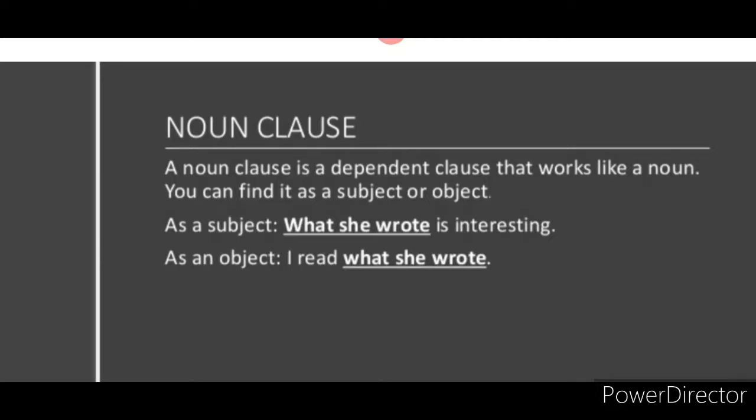Then as an object, I read what she wrote. Object means you all know. So what is object now? Do you remember what is object? To get the object, we can ask the question what or whom. So what is for the direct object, do you remember, the DO, and whom is for the indirect object? In the sentence pattern we have learnt already.